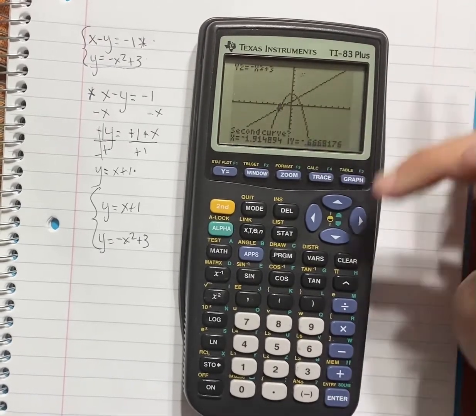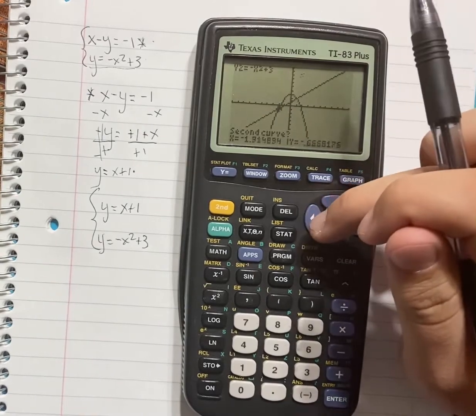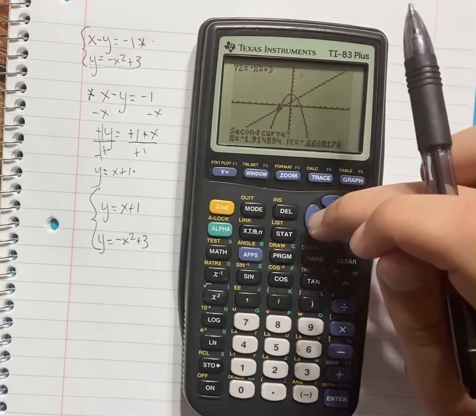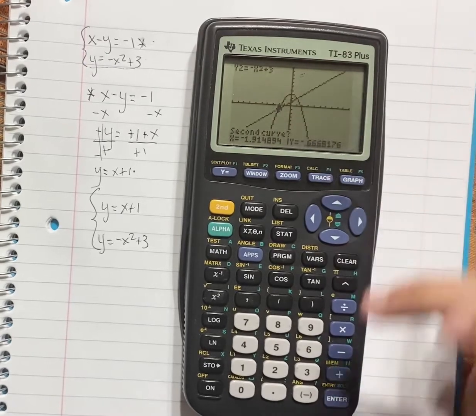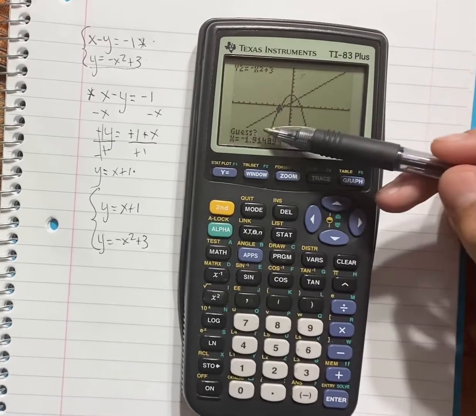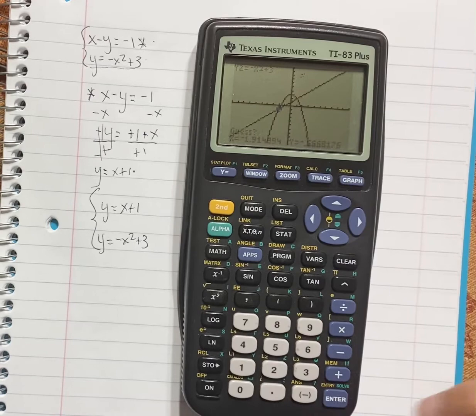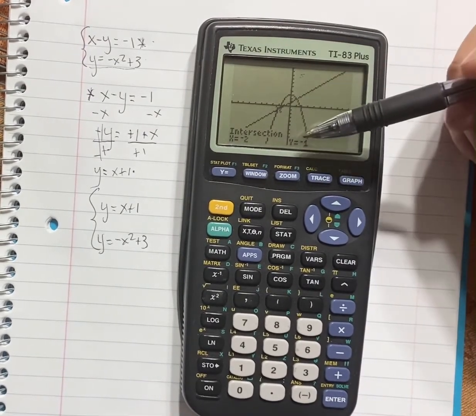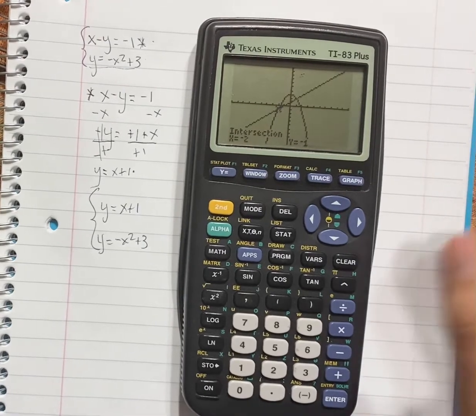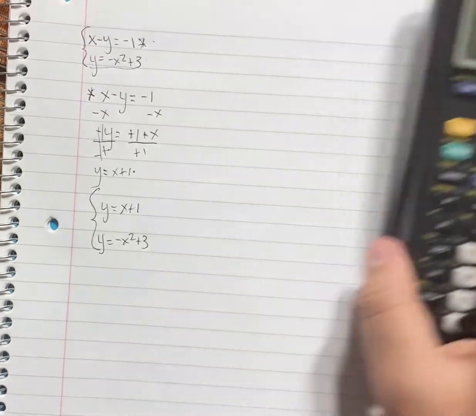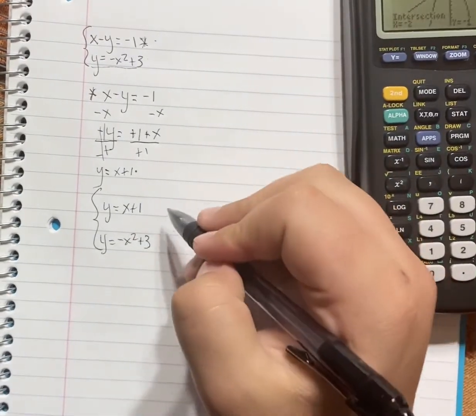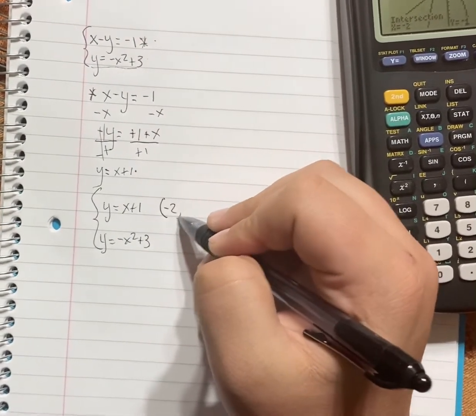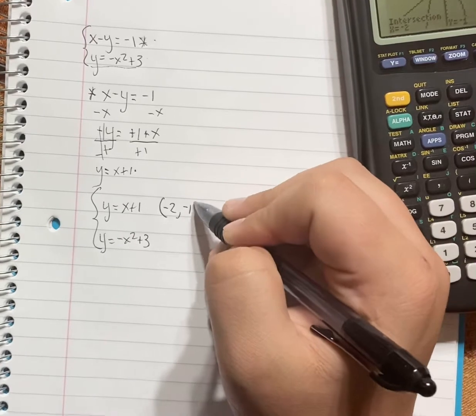Now it's asking us to go along the second curve to get as close to that point as we can. Sometimes you just have to go back and forth and see which one you think is closer. Hit enter. It's asking guess. You know what that means? We hit enter again. Okay, so this point of intersection is going to be x equals -2 and y equals -1. So I'm going to go ahead and put this first one down right here. So x equals -2 and our y is -1.